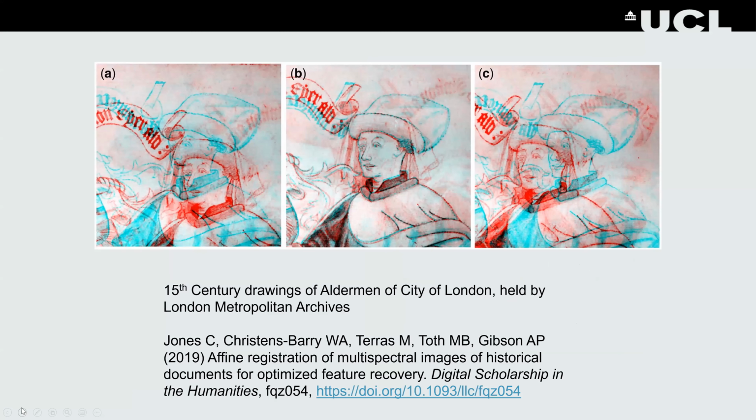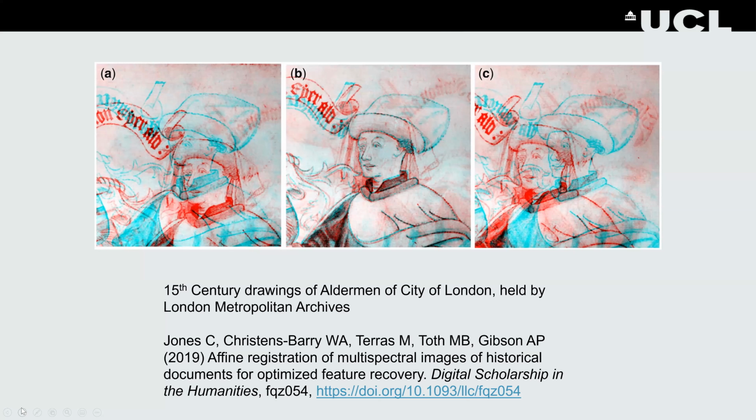Can I have the next one, please, Anne? Thank you. This looks a mess, but I hope you can work out what it is if I explain it. What we've got here is pictures of some watercolour drawings of the aldermen of the City of London, held by the London Metropolitan Archives. They've got a lot of these images. And they wondered whether there was a standard template that was modified whenever a new alderman came in to get his own picture, or whether they were done bespoke for each new alderman as he arrived.